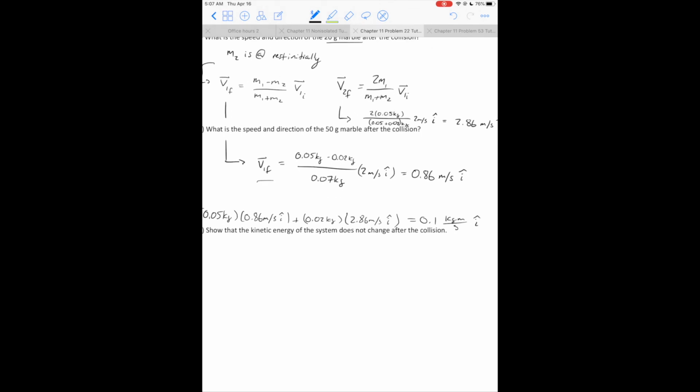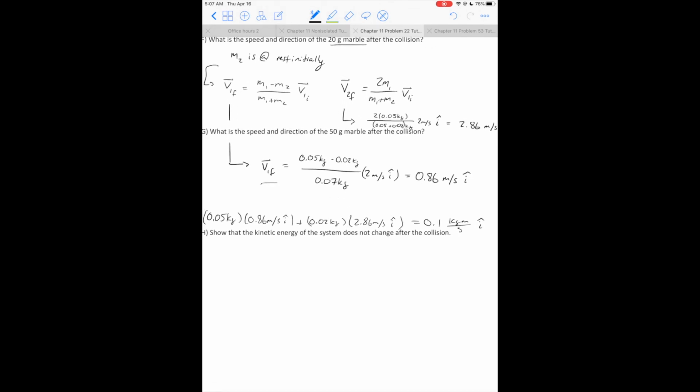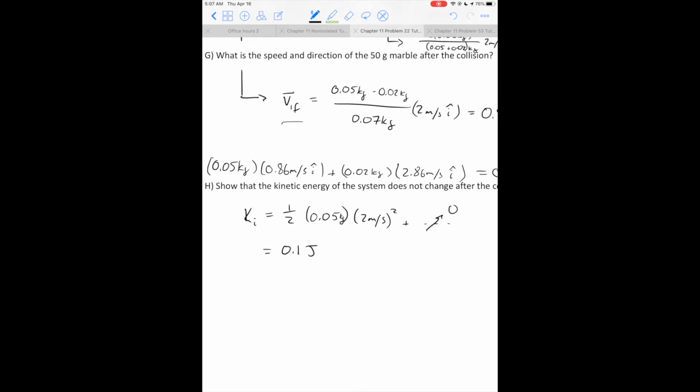Show that the kinetic energy of the system does not change after this collision. So let's start by figuring out what the initial kinetic energy is. 1/2 times 0.05 kilograms times 2 meters per second quantity squared. I would write out the rest, but it's all equal to 0 anyways, right? The second marble is not moving. So what do I get? I get 0.1 joules of energy. It's key, it's a scalar here. Energy is always a scalar.